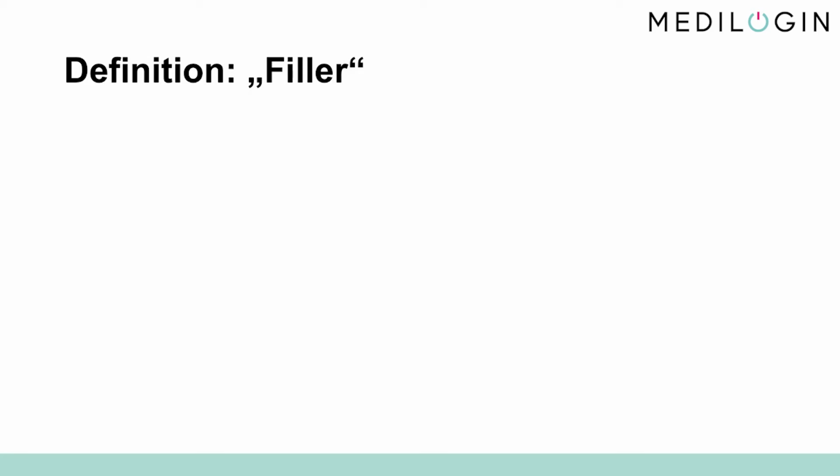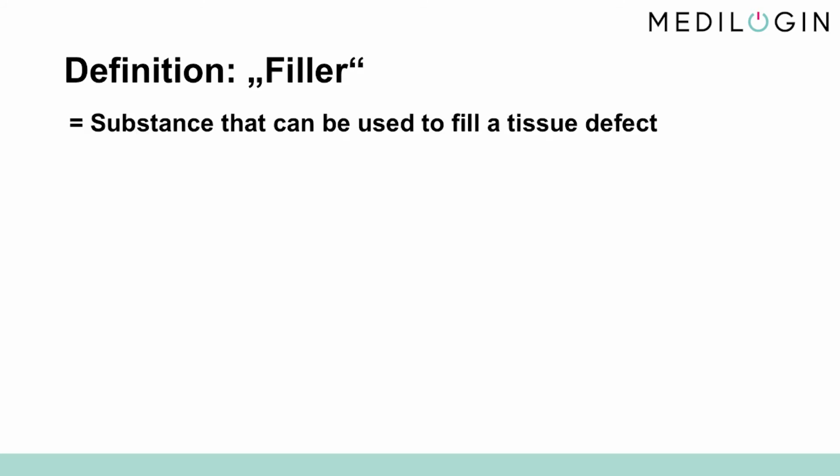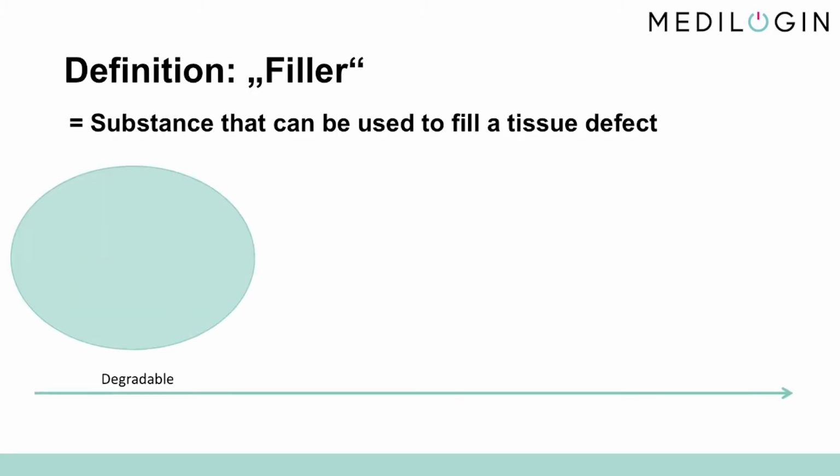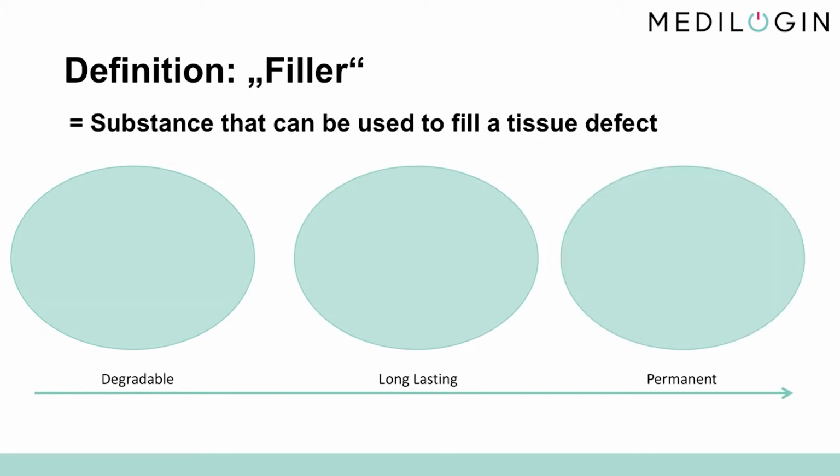First, we'd like to objectively define the term filler, which is commonly used when discussing hyaluronic acid therapy. Fillers are substances that, as the name implies, can fill a tissue defect. As such, this term is very broad, and hyaluronic acid is just one of the substances that falls into this category. One differentiates between absorbable, long-lasting, and permanent fillers.